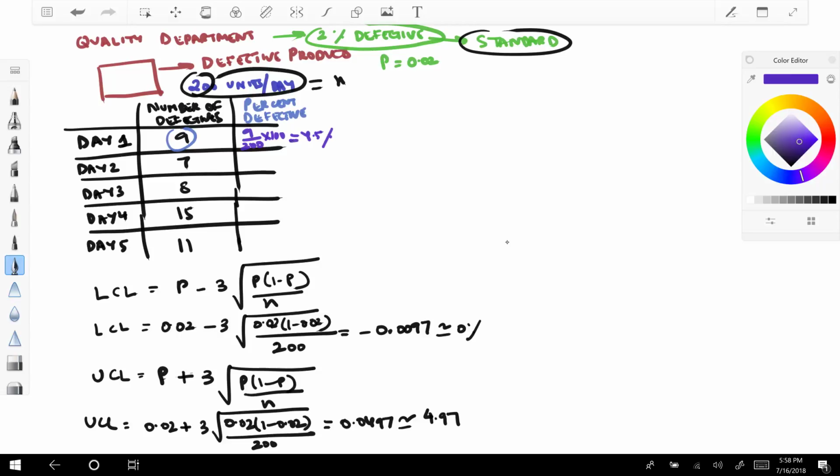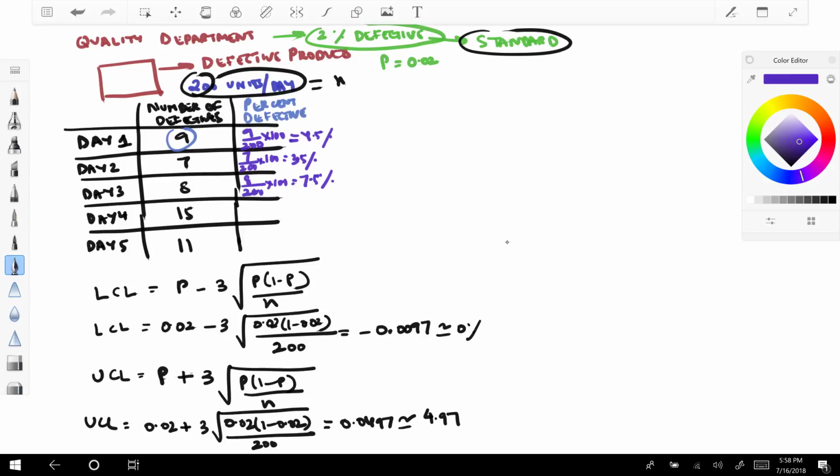So similarly, we can do 7 divided by 200 multiplied by 100. So that gives us 3.5%. 8 divided by 200 multiplied by 100, that gives us 7.5%.